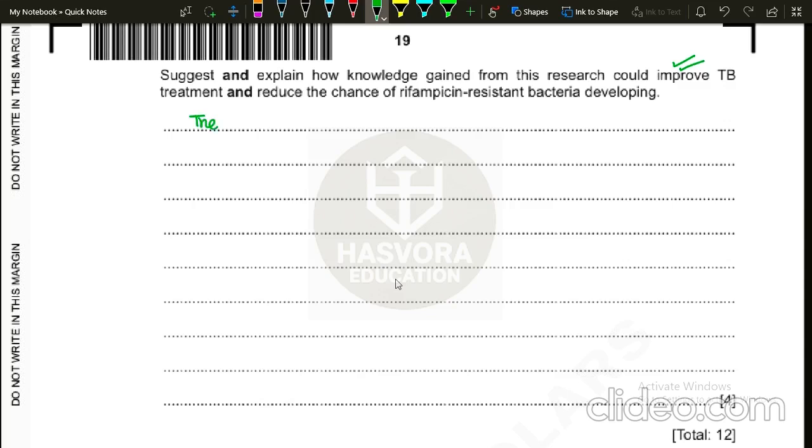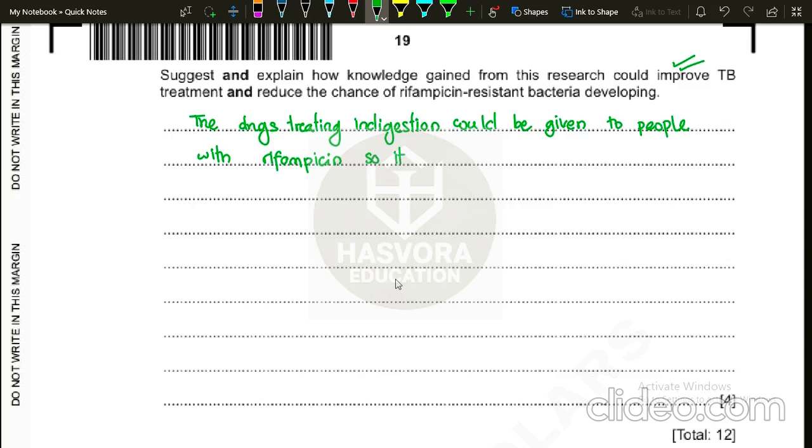So first of all, we can just write that the drugs treating indigestion could be given to people with rifampicin, so it effectively remains inside, and you can say effectively kills the bacteria, or you can say it remains inside the bacteria.